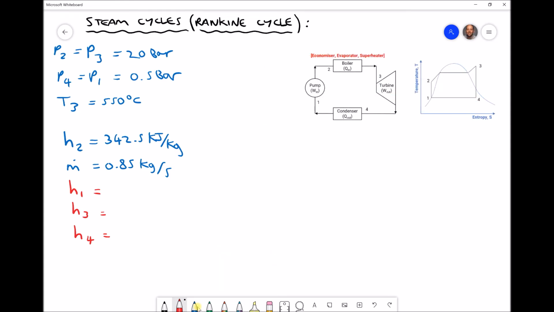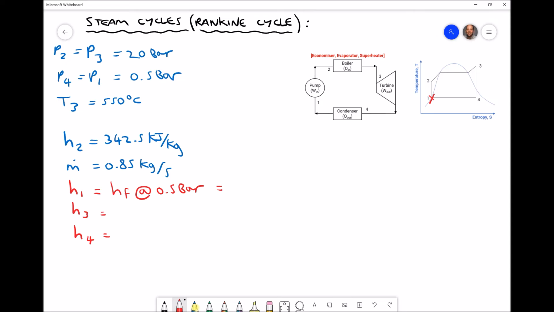Okay, so taking each of these in sequence, the first enthalpy that we're going to find is the enthalpy at position 1 on our temperature entropy diagram. And at position 1, we know we have wet saturated vapour, so HF. And we also know the pressure at position 1 is 0.5 bar. So to find H1, we need to look up the value of HF at 0.5 bar.